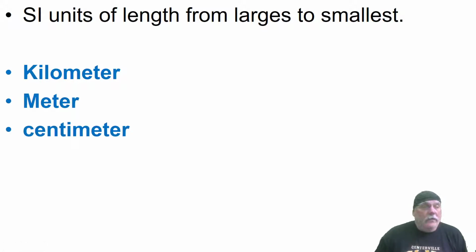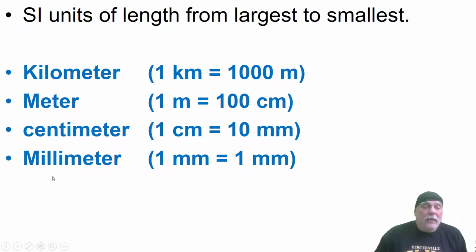1 centimeter is smaller than a meter. There are 100 centimeters making a meter. So the prefix centi means 1/100th, so a centimeter is 1/100th of a meter. And then finally, a millimeter: the prefix milli means 1/1000th, and there are 1,000 millimeters per meter.